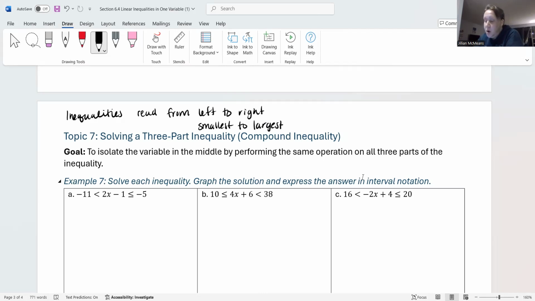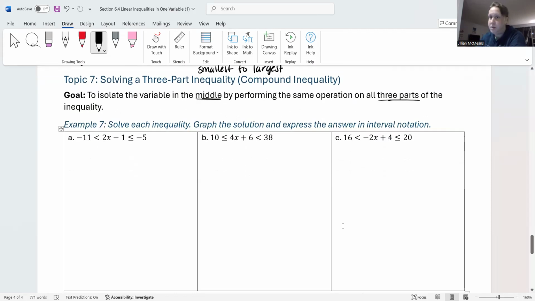Okay, so our goal is to isolate the variable in the middle by performing the same operation on all 3 parts. So instead of adding or subtracting or multiplying or dividing on both sides of the inequality, now we have to add, subtract, multiply, or divide all 3 parts of the inequality. These are generally going to be very, very easy, typically 2 steps. Now, again, if you were taking a higher level algebra class, you could do more, but for us, just 2 steps.